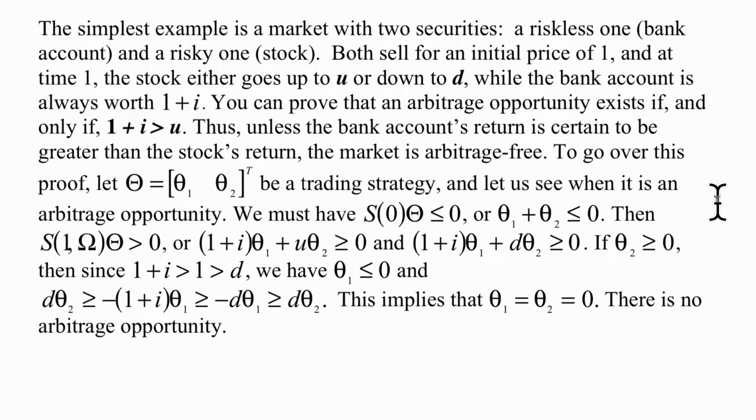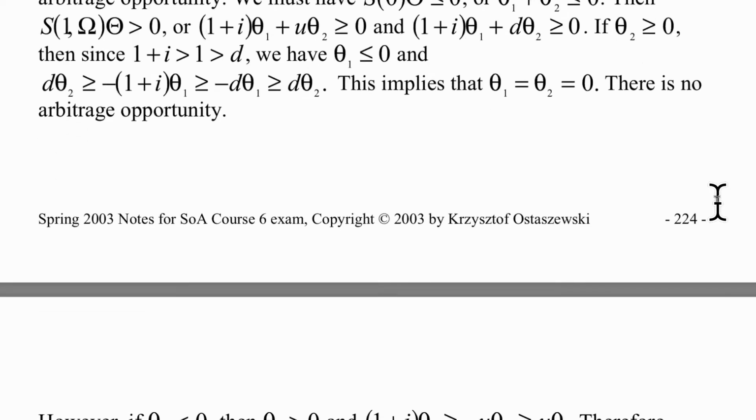Now there are only two states here, so 1 + I)θ1 + Uθ2 ≥ 0, and (1 + I)θ1 + Dθ2 ≥ 0. Now, if θ2 ≥ 0, then since 1 + I is more than D, we have θ1 ≤ 0, and Dθ2 ≥ -(1 + I)θ1 ≥ Dθ2. This implies that both θ1 and θ2 are 0. So there is no arbitrage opportunity.